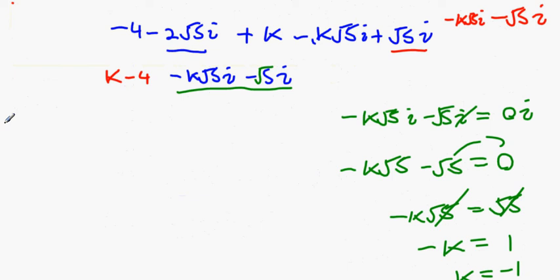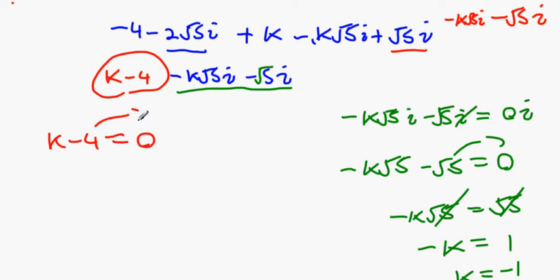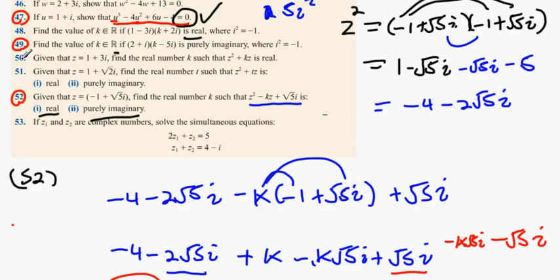And next we have purely imaginary. Now, if it's purely imaginary, this means that the real part equals 0. So that means that k minus 4 equals 0. Bring it over, and then k equals 4.